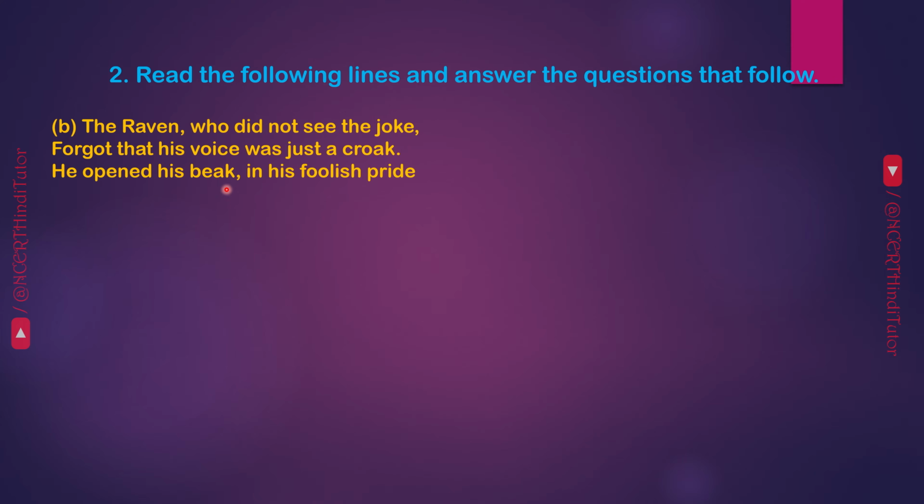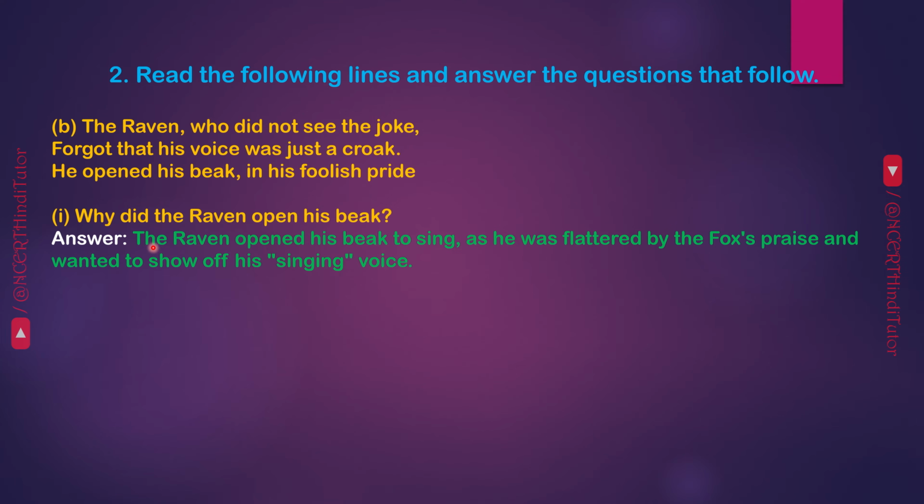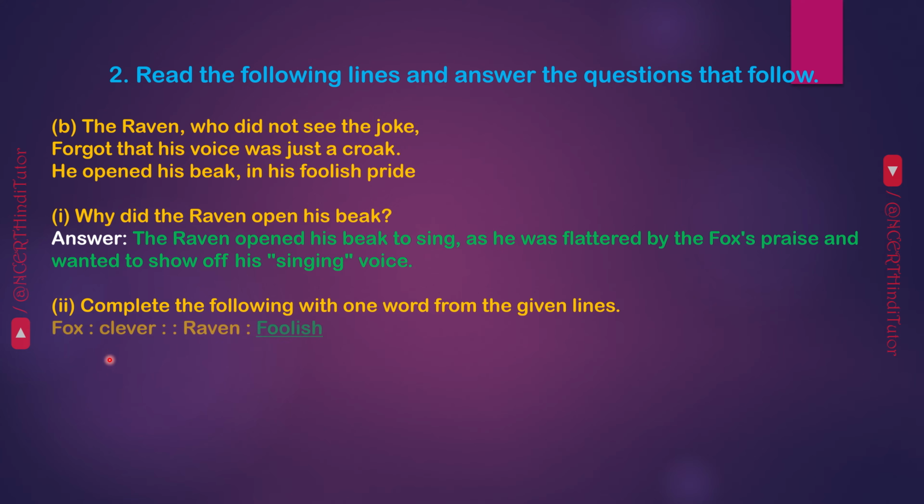He opened his beak in his foolish pride. First, why did the raven open his beak? Answer, the raven opened his beak to sing as he was flattered by the fox's praise and wanted to show off his singing voice. Second, complete the following with one word from the given lines. Fox, clever, raven, foolish. So answer is foolish.